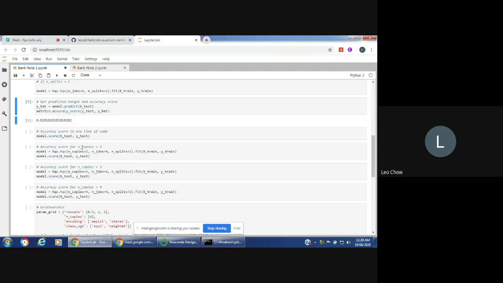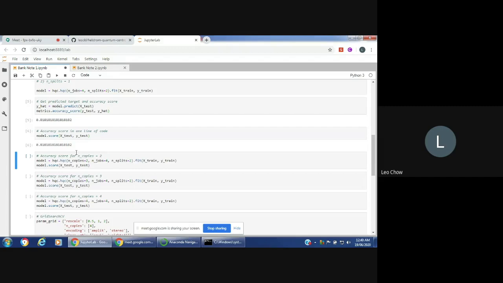Now, if you want to run the accuracy score with just one line of code, you can just use model.score with your test set features and your target for your test set. This is pretty much scikit-learn convention, because the package itself has been written in scikit-learn, so you can use scikit-learn methods to get the same thing, so pretty much the same score.